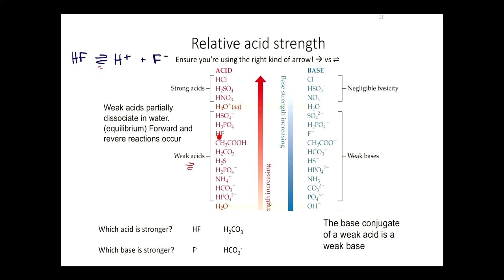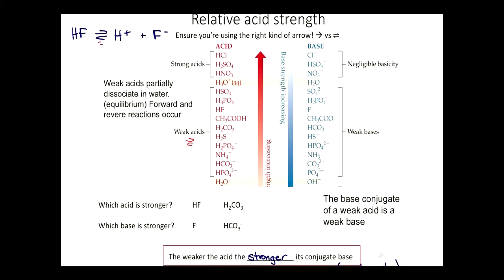But HF, on the other hand, is an acid. F minus is also a base. So when we look at this scaling, the strongest acids are at the top, and so that means at the top of this list, these are the strongest weak acids. These ones are weaker weak acids.